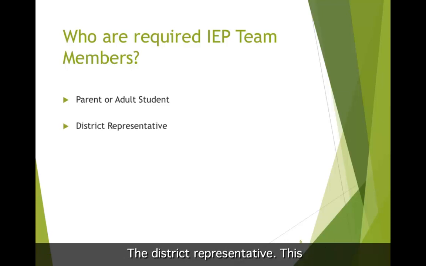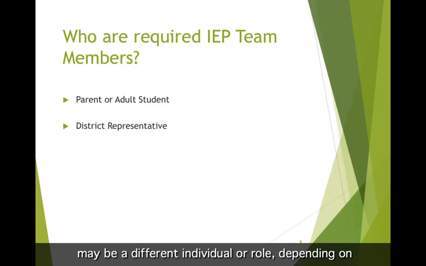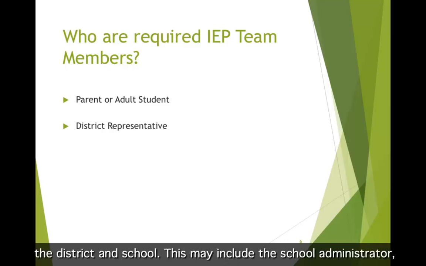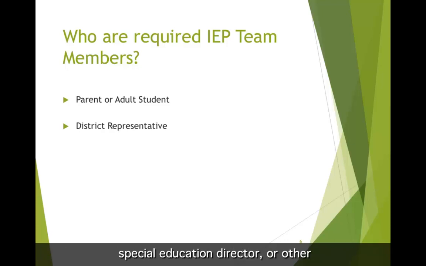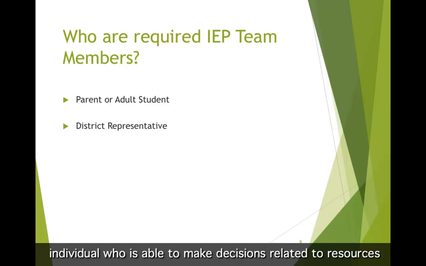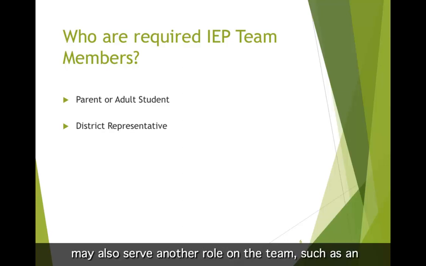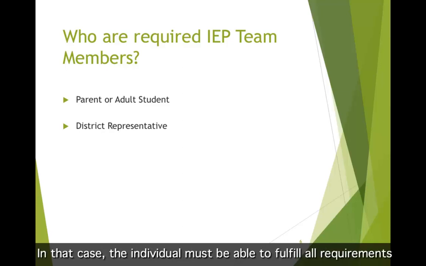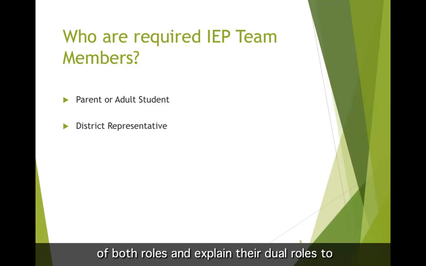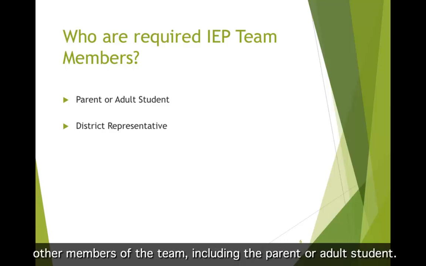The district representative. This may be a different individual or role depending on the district and school. This may include the school administrator, special education director, or other individual who is able to make decisions related to resources and ensuring the IEP will be implemented. In some situations, the district representative may also serve another role on the team, such as an individual who can interpret evaluation results. In that case, the individual must be able to fulfill all requirements of both roles and explain their dual roles to other members of the team, including the parent or adult student.